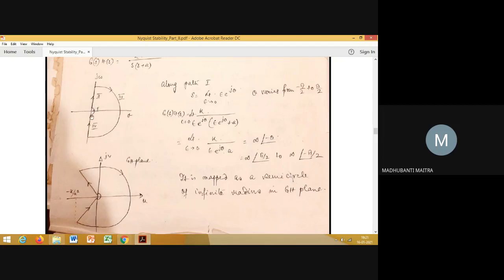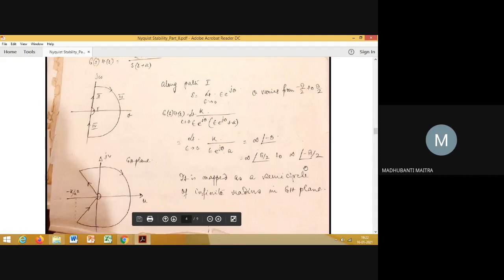Now theta along this path is varying from minus pi by 2 to 0 to plus pi by 2. So that means we'll get infinity angle plus pi by 2, that means minus of minus pi by 2, that is plus pi by 2 to infinity angle 0 to infinity angle minus pi by 2. Clear? So this path has been mapped onto the GH plane, infinity angle plus pi by 2 to infinity angle 0 to infinity angle minus pi by 2.